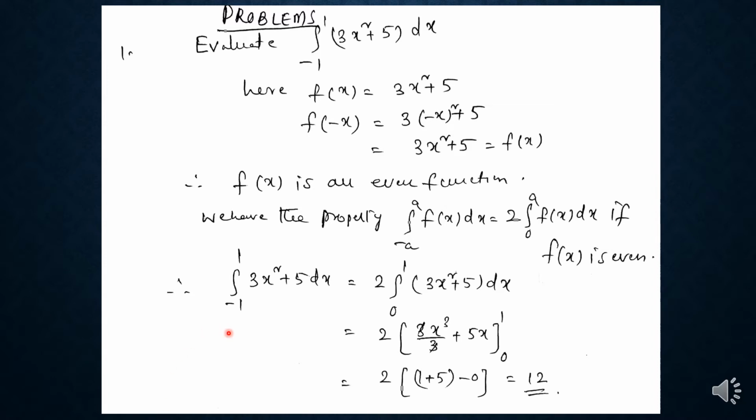Like this we can apply the properties. So this problem we can do without applying the property also, and then we should substitute the lower limit also. If we apply the property, we will get 2 into integral 0 to a f of x dx. Here the lower limit is 0. Without applying the property also we can do. That is, if here the lower limit is minus 1, in the case this is an odd function, then simply we can put 0 without evaluating this whole thing.